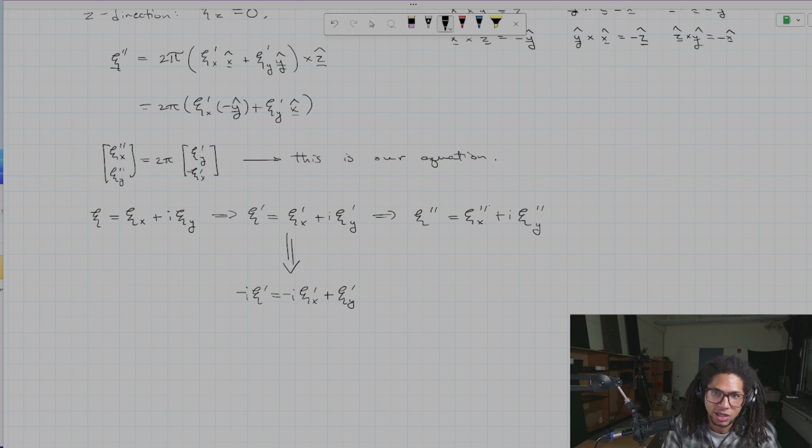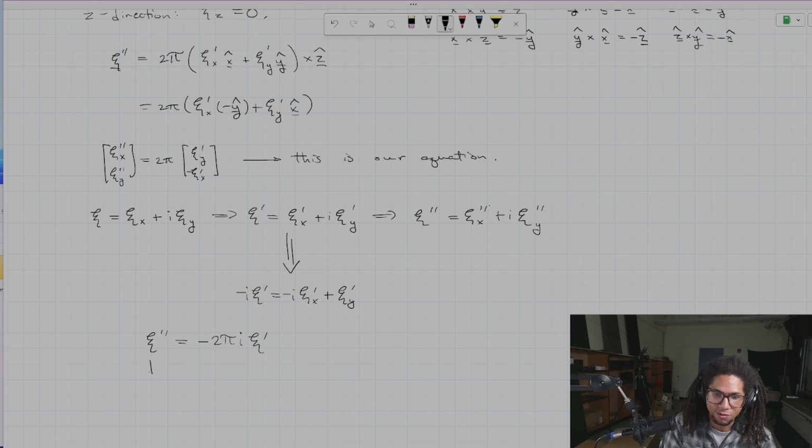I can actually get away with writing down this system of two equations as the real and imaginary parts of a single complex equation. So I can write c double prime, which remember is this, is equal to minus 2 pi i times c prime. And let's just make sure that this works out.